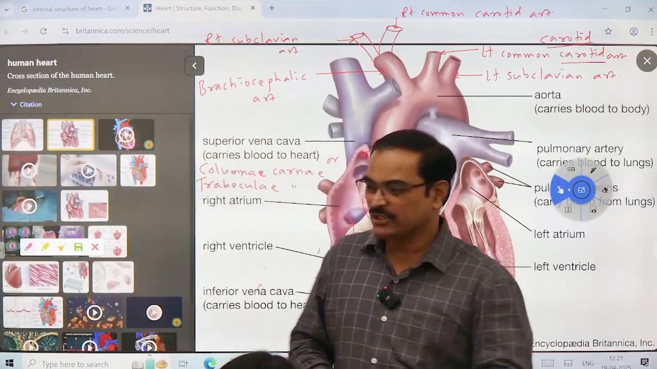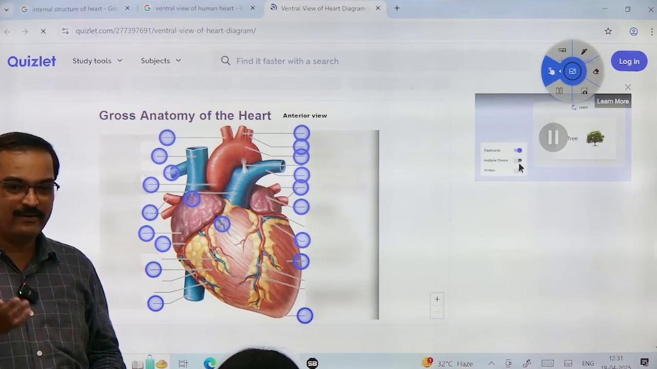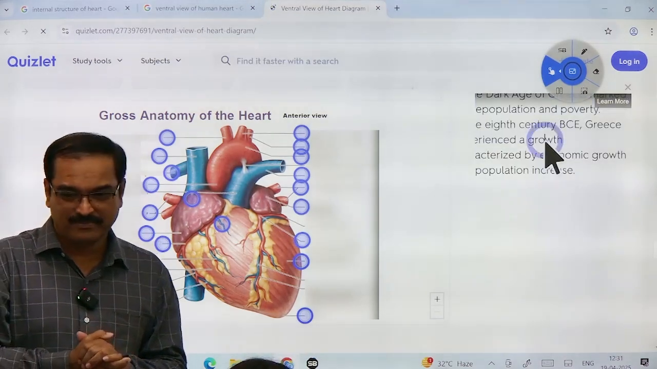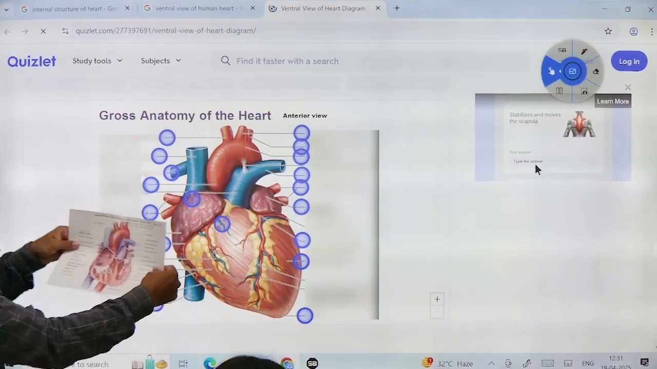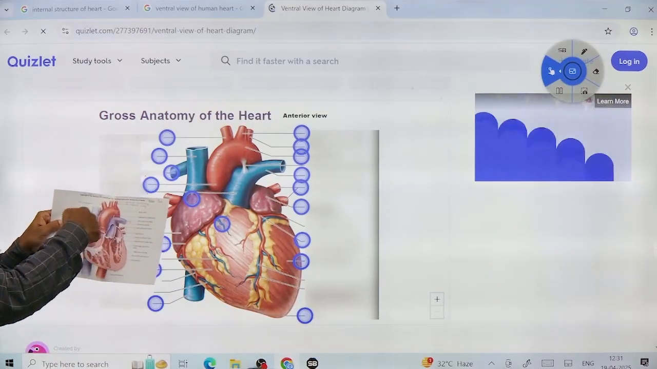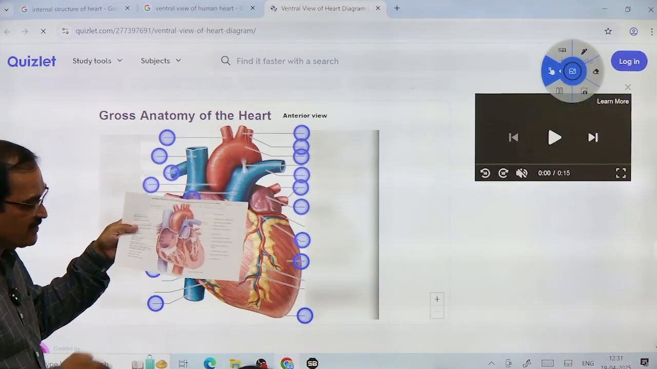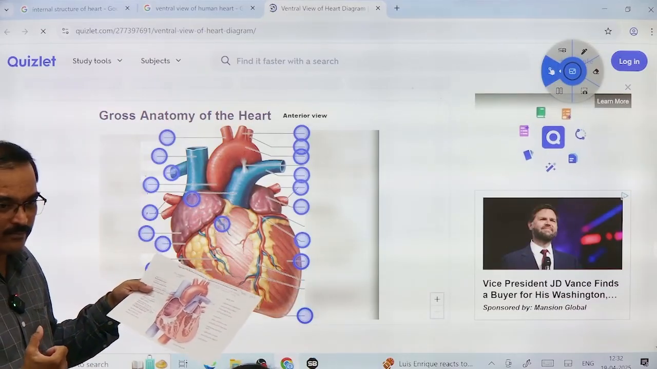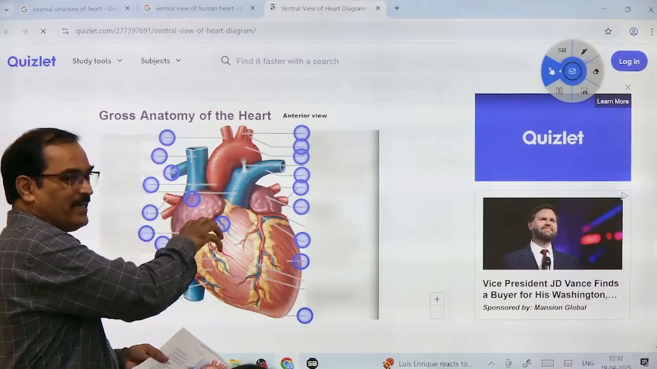Next point is the external structure of the heart. This diagram is the ventral view of the heart, the front side, and the previous diagram was the internal structure. What is the difference? Internal is a vertical cross section. Yes, this is a vertical section of the heart, that's why we are able to see the inside part. Inside part means the interventricular septum, interatrial septum, and valves. Other names are similar.